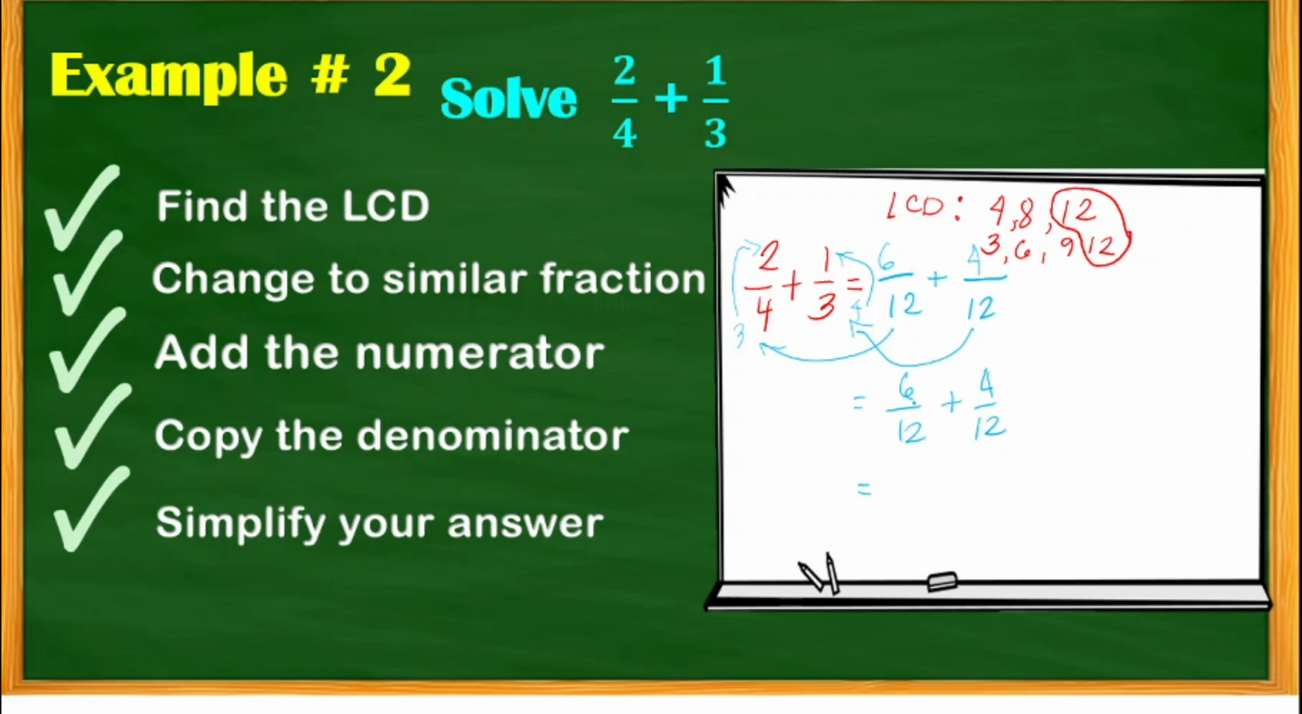Now, perform the operation: copy the denominator and add the numerator. 6 plus 4, the answer is 10. And then copy the denominator of 12. Then simplify your answer if possible. The common factor between 10 and 12 is 2. So 10 divided by 2 is 5, and 12 divided by 2 is 6. This would be the final answer because there is no common factor between 5 and 6.